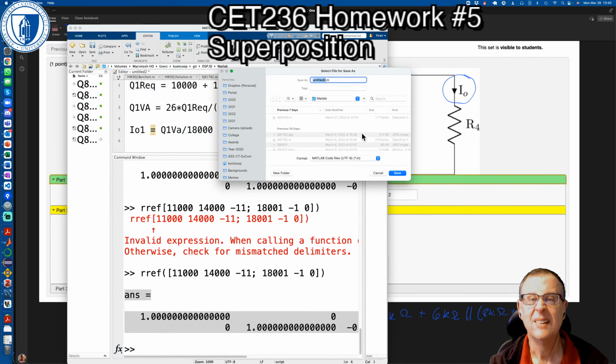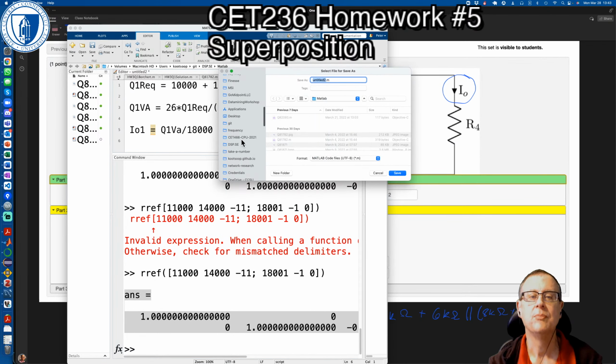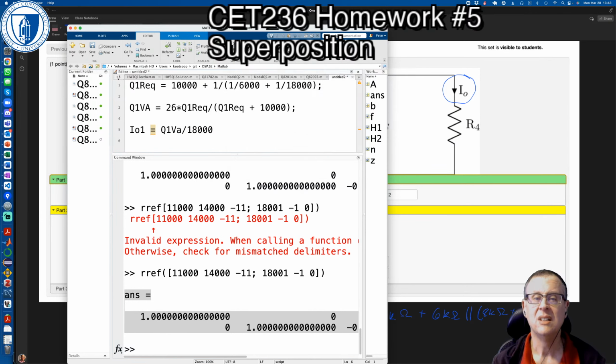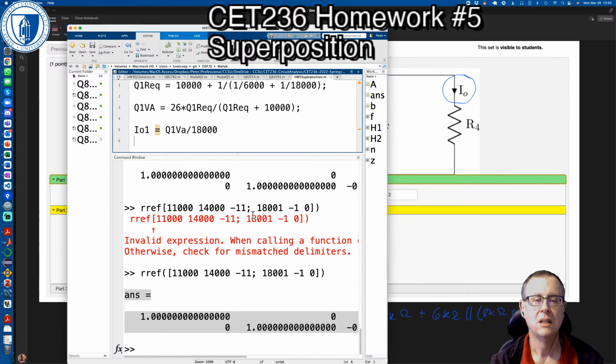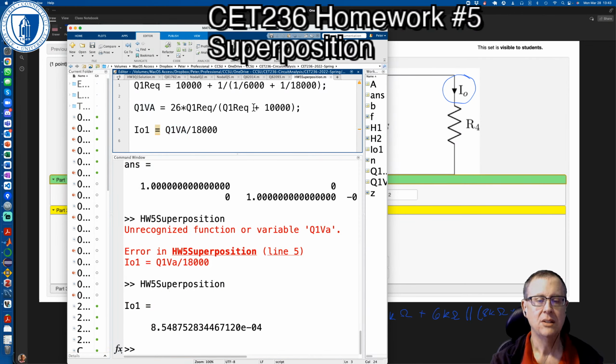So let's see if we can save that. I should save it in my homework 5, superposition. Oops, it doesn't like that because I didn't call that one correctly. Right, so what's that? That's 0.854 milliamps.